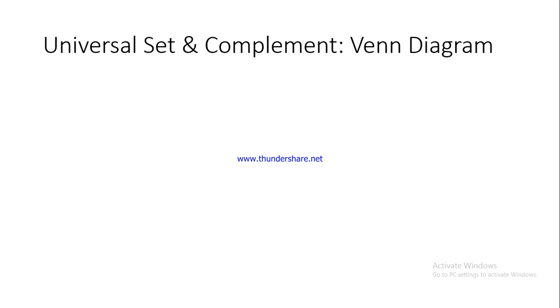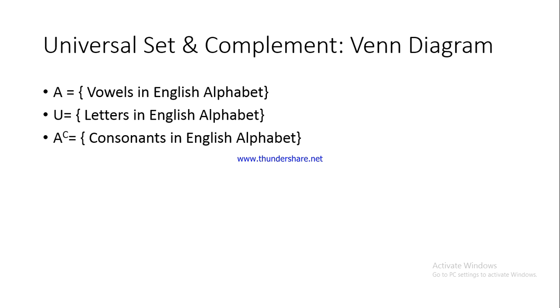So now let us see how you represent the universal set and the complement of a particular set using the Venn diagram. So suppose A is equal to the vowels in the English alphabet.